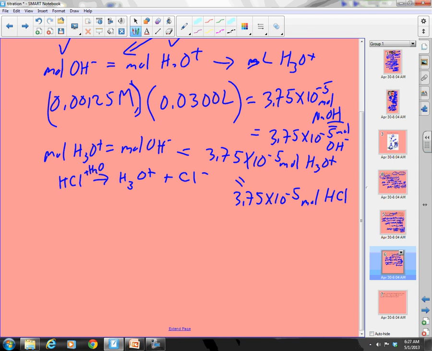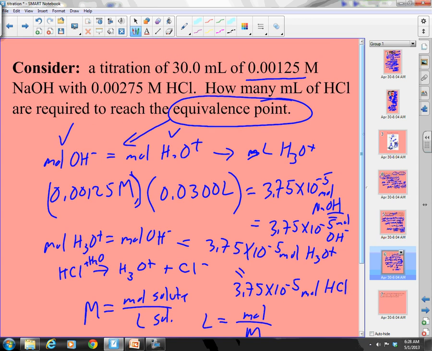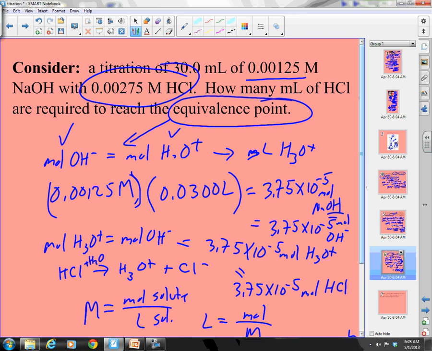Good. And I want to get liters. Remember, molarity equals moles of my solute per liter of solution. So that would mean liters equal moles per molarity. So my liters of HCl equal 3.75 times 10 to the minus 5th moles divided by, what's my molarity? 0.00275. Good. And what do I get? Divided by 0.00275. Woohoo! I get 0.0136 liters, which is equal to 13.6 milliliters. Got it? Does that look reasonable? Yeah, that looks reasonable. Cool.